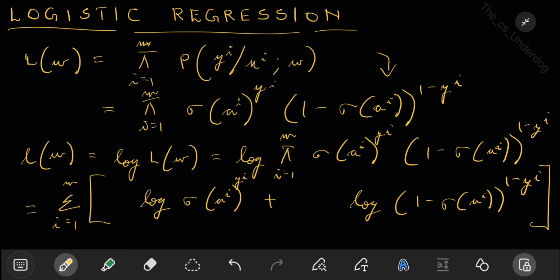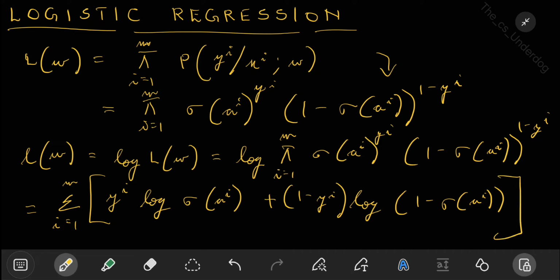How can you simplify this? This is of the form log a raised to b, and log a raised to b is the same as b into log a. So instead of log of sigmoid of ai to the power yi, I can take this yi here, and it will become yi log sigmoid of ai. Similarly, if I take this 1 minus yi, it will become 1 minus yi into log of 1 minus sigmoid of ai. So this is my log likelihood now. Okay, I'll erase this off.